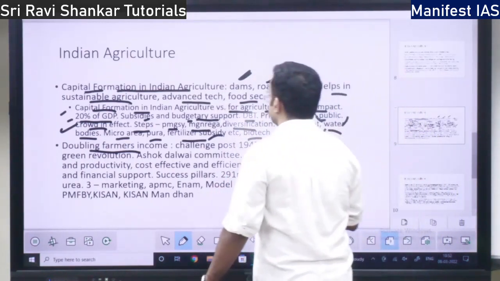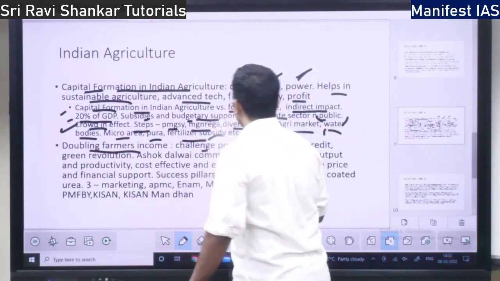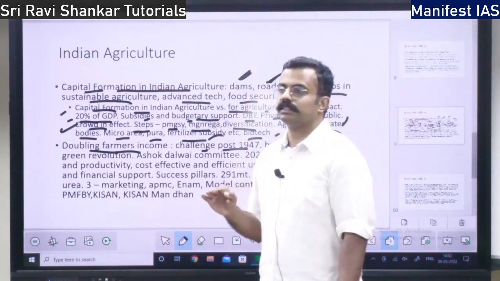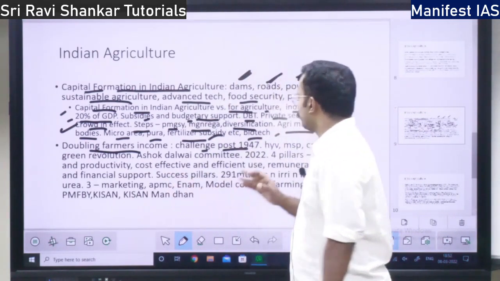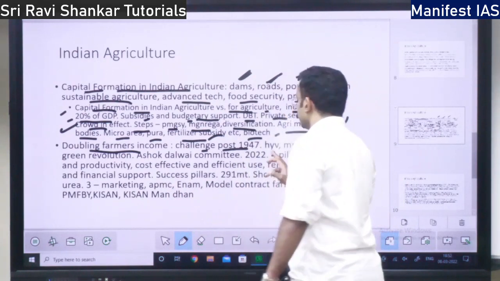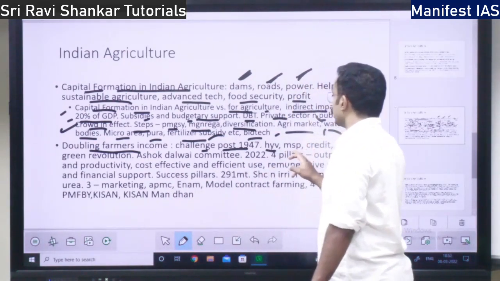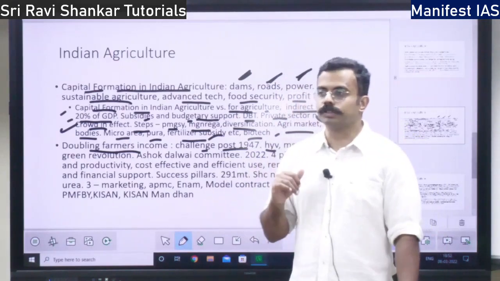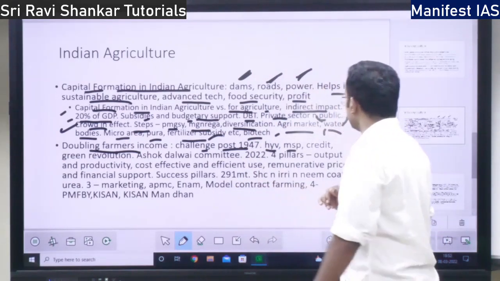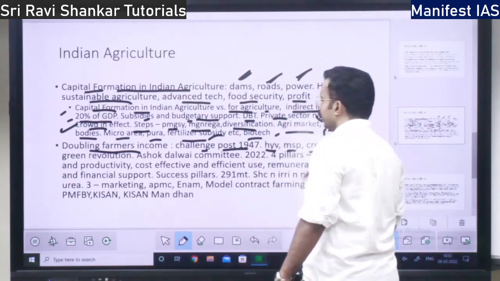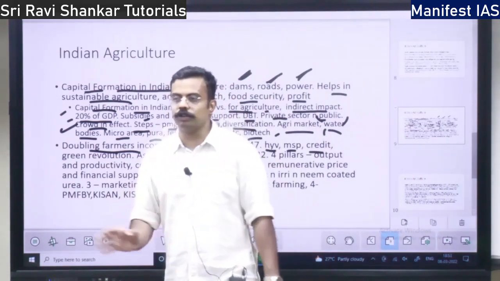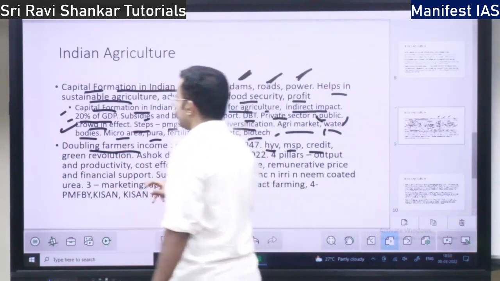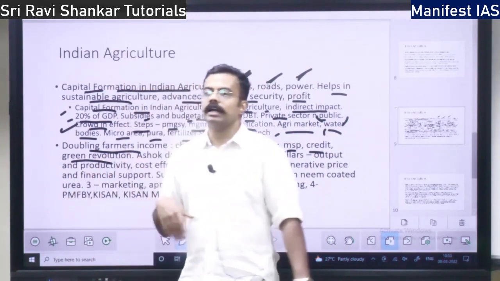So there is a challenge post 1947. Post 1947, the income was very low in Indian agriculture, right? Post 1947, we started high yield variety seeds, and we started MSP, minimum support price. The government procures under the minimum support price. Then we have provided credit, we have given loans, right? So we have provided credit to agriculture. Then there is the green revolution. We have brought about the green revolution.